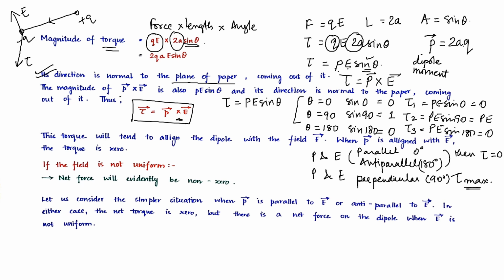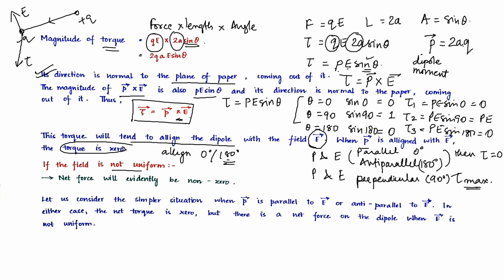The magnitude of P cross E is also PE sin theta, and its direction is normal to the paper, coming out of it. Thus, tau equals P cross E. This torque will tend to align the dipole with the field E. When P is aligned with the field E, the torque is 0. I have already explained, aligned means making a 0 degree or 180 degree, parallel or anti-parallel alignment, where the torque will be 0.